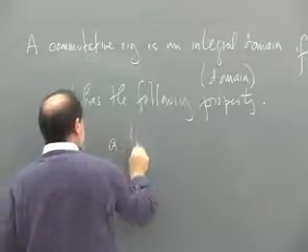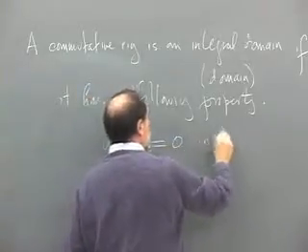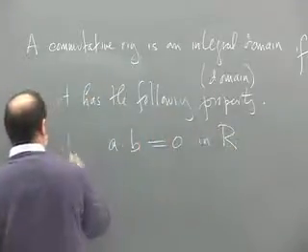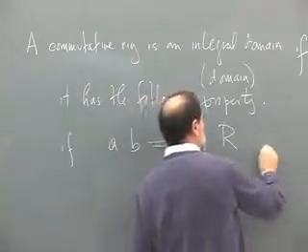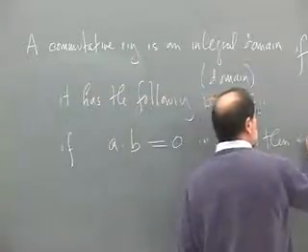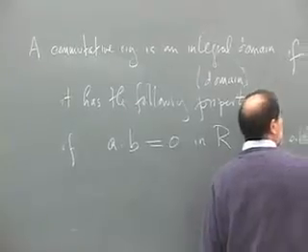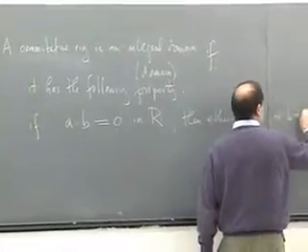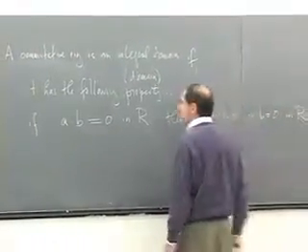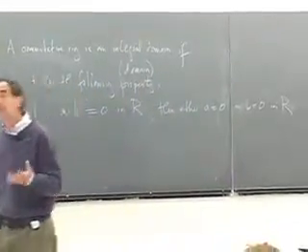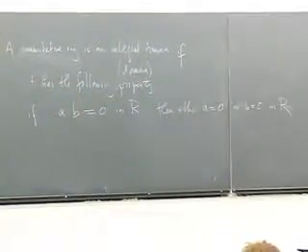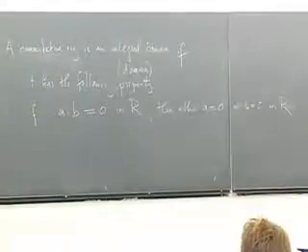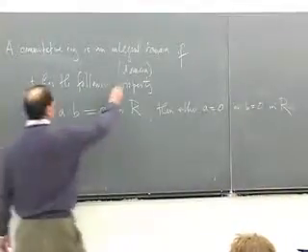Whenever a times b is equal to 0 in R, then either a equals 0 or b is equal to 0 in R. Namely, you can't have a product which is 0 without it being a stupid product which is 0. One of the elements is 0. So those are called domains.